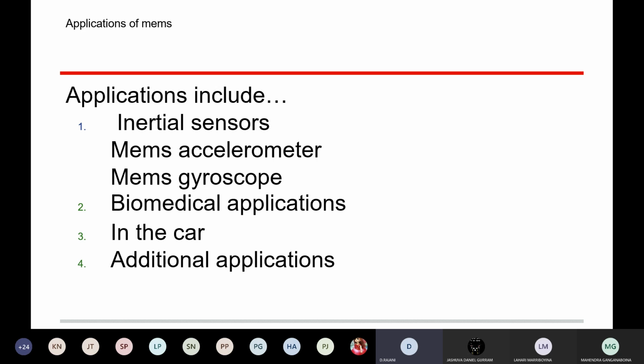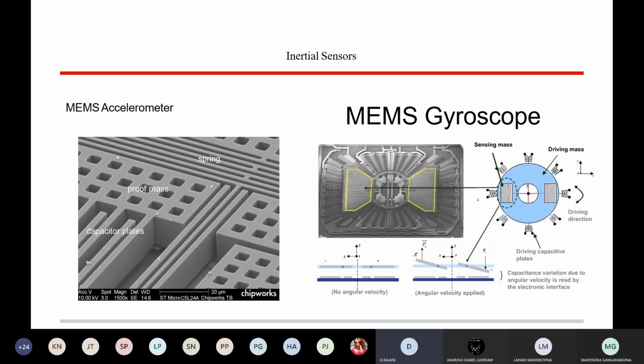Next, another application is inertial sensors, MEMS accelerometer, MEMS gyroscope. So what is a MEMS accelerometer? This is the MEMS accelerometer. Here this is the spring, this is the proof mass, and here the capacitor plate. All of these are inserted into an IC, and here is the MEMS gyroscope. We use this in mechanical systems.